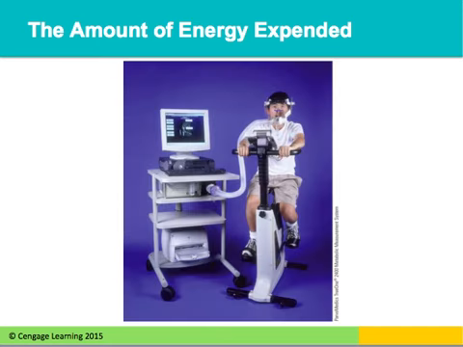This picture is of indirect calorimetry. We can see that there's a mask over this individual as he cycles. This device is often called a metabolic cart. Again, it's measuring the oxygen consumption and carbon dioxide production to determine the amount of calories expended.